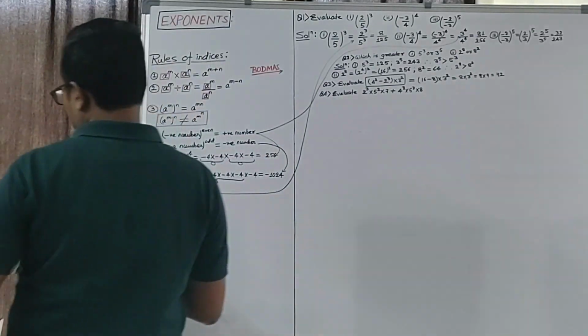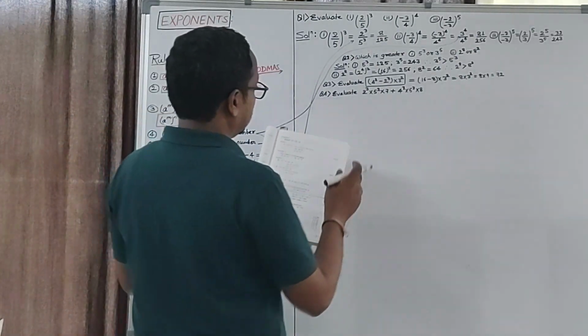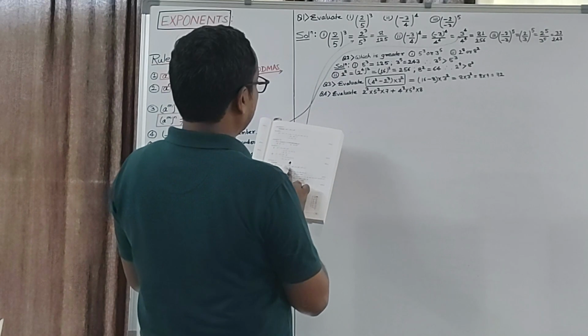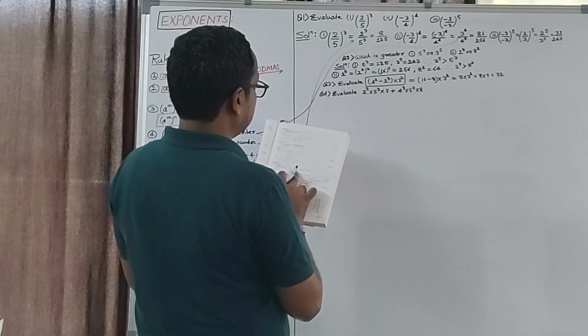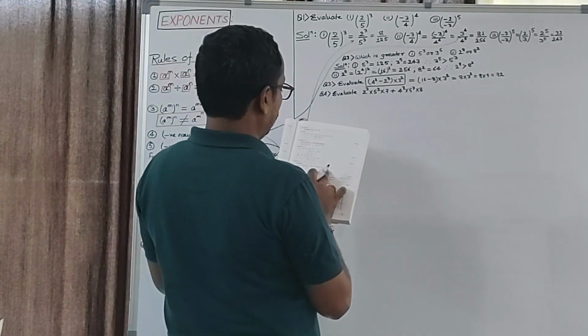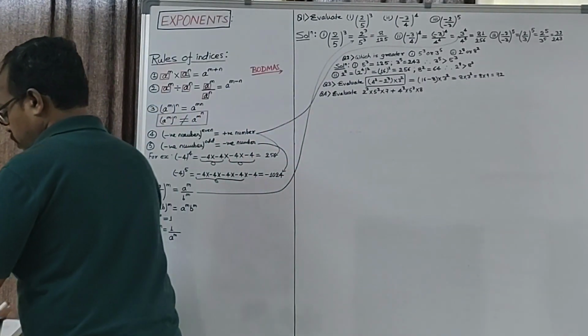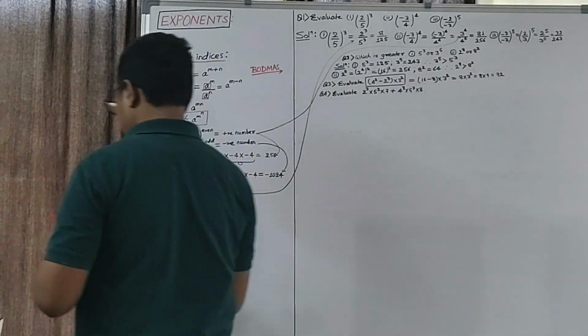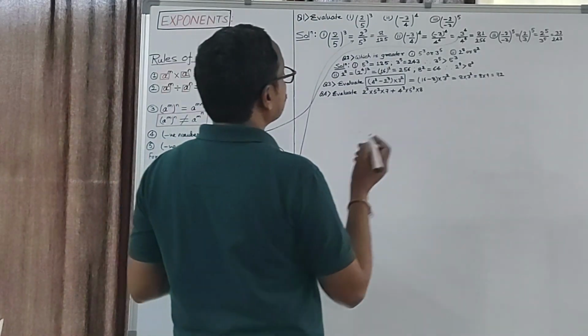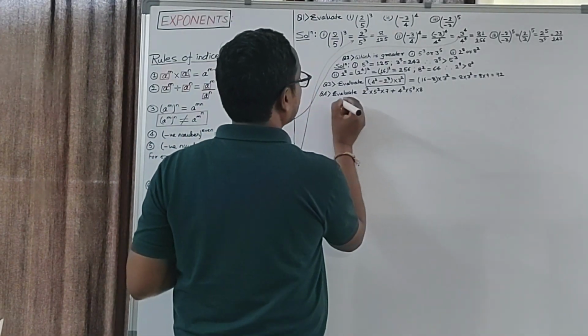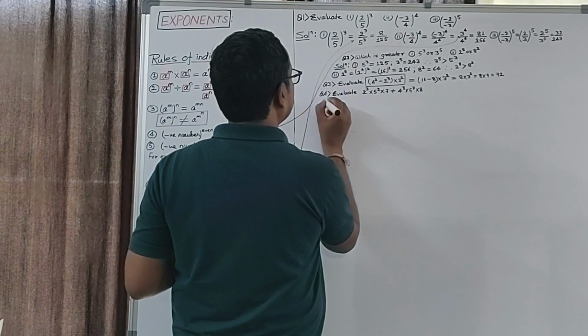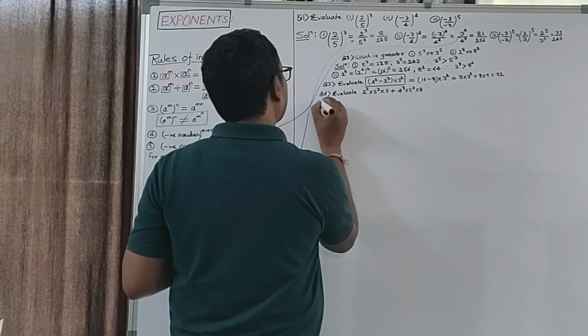Evaluate means we have to find out the value. Let's match the question again: 2 raised to the power 3, 5 square, 7, plus 4 cube, 5 cube into 8. I've written down the question carefully. So how to solve it? We'll solve it in this way.